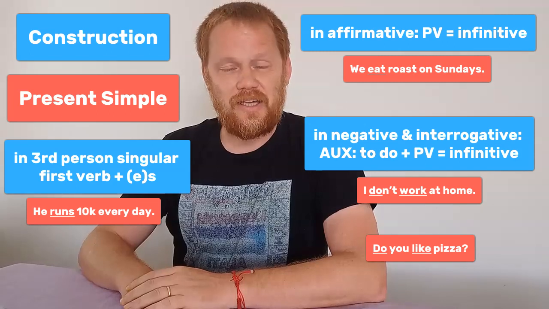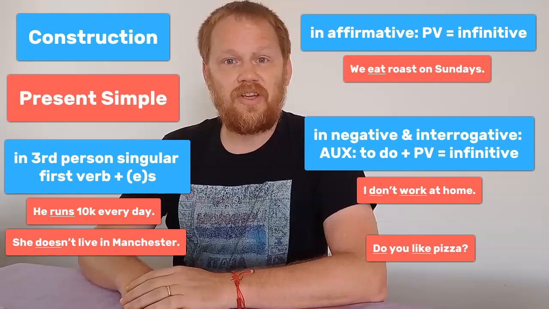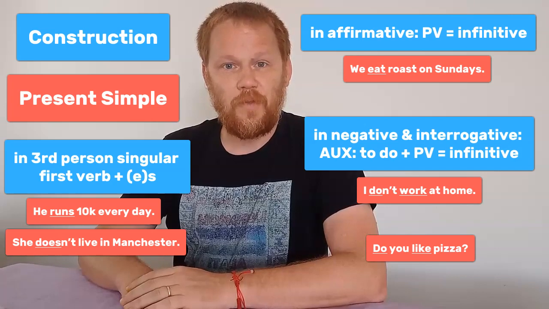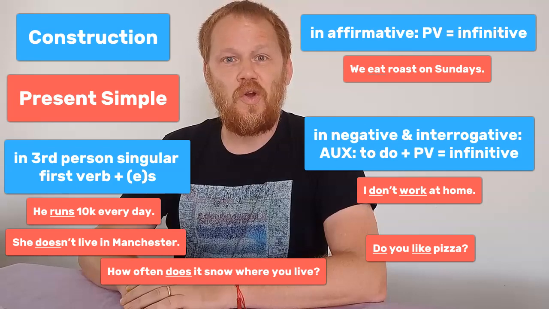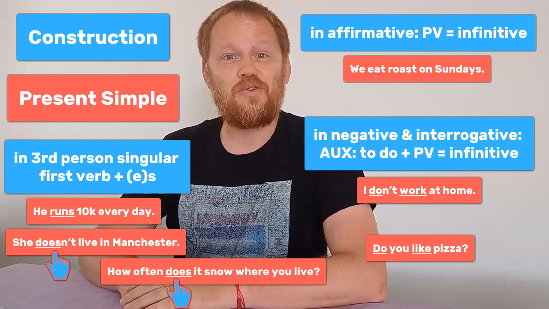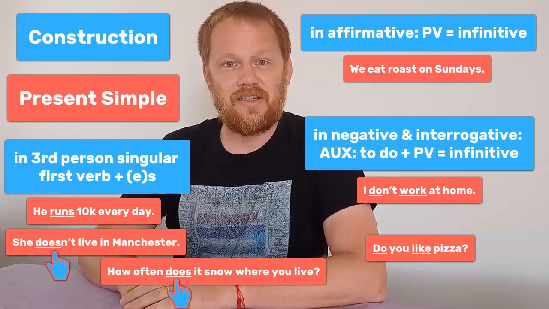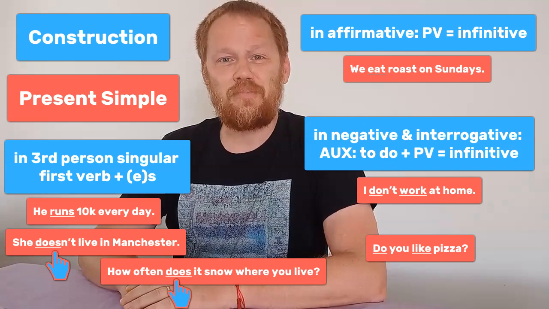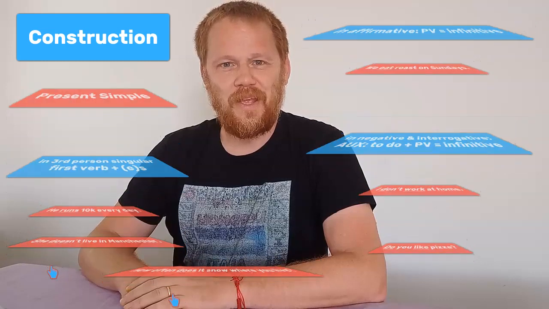Okay? In negative and interrogative, however, the first verb is the auxiliary verb to do, and we add an es, okay? For example, she doesn't live in Manchester, okay? Or how often does it snow where you live? So you see in both cases we use the auxiliary verb to do with an es. Okay, followed by the principal verb in the infinitive form.